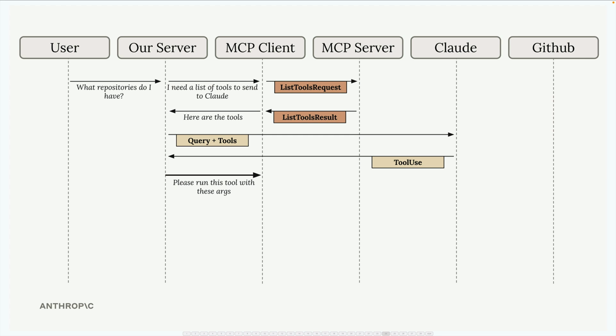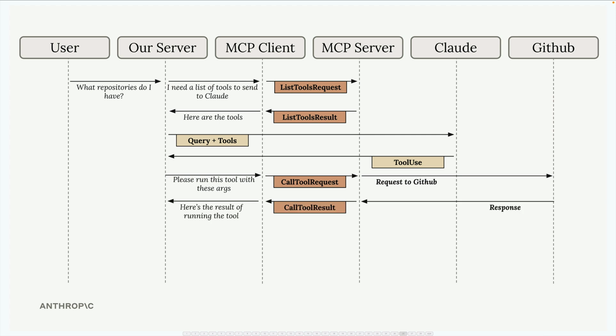The MCP client, however, doesn't actually run the tool. It's going to send a call tool request off to the MCP server. The MCP server will receive that request and make a follow-up request off to GitHub. So this is where we would actually be getting a list of repositories that belong to this particular user. GitHub would respond with that list of repositories. Then the MCP server would wrap up that data inside of a call tool result and send that back to the MCP client. Then the MCP client in turn would hand the result off to our server.